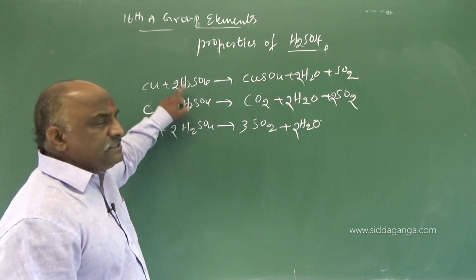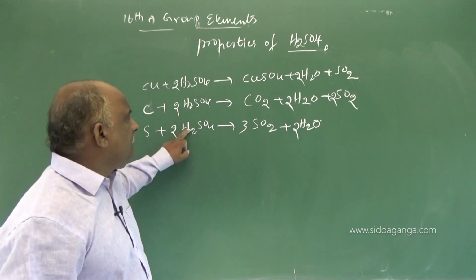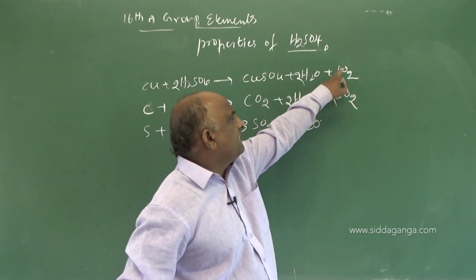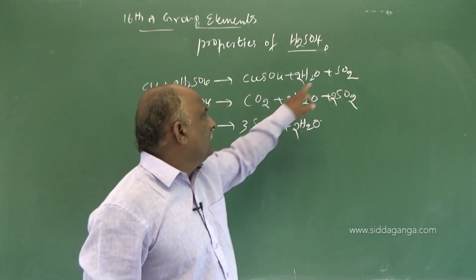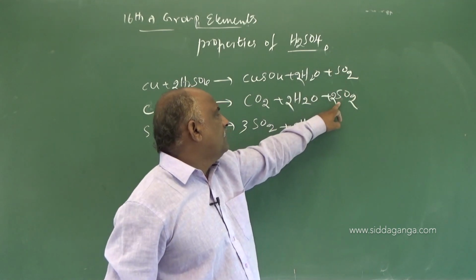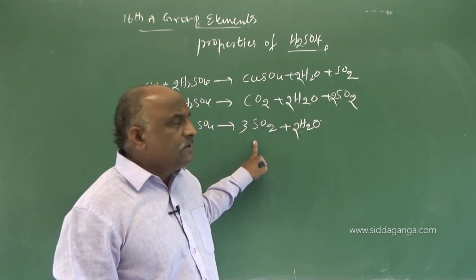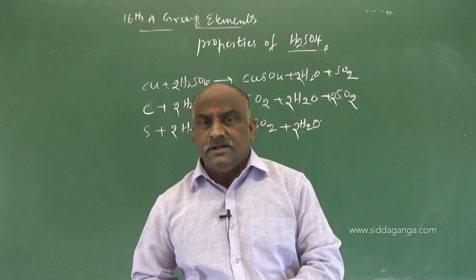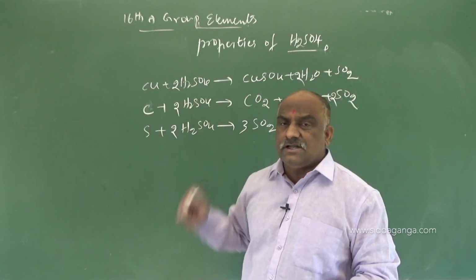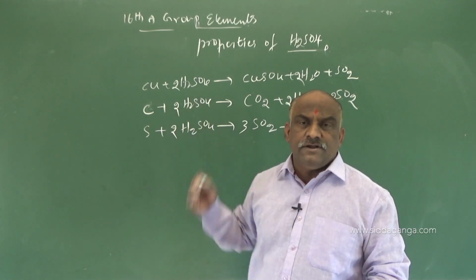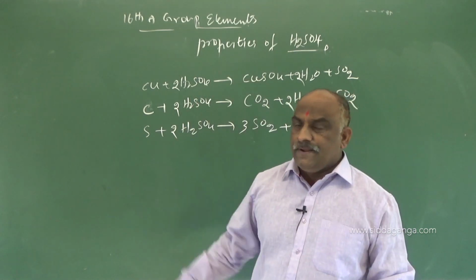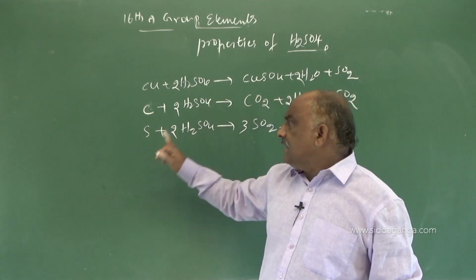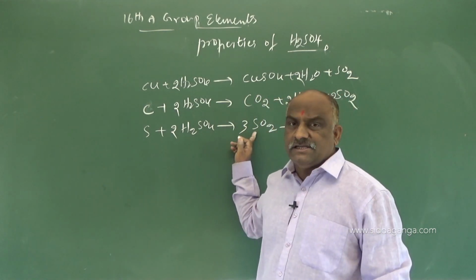In each reaction we should take 2 molecules of sulfuric acid, and 2 water molecules, while going to sulfur dioxide 1, 2, 3: 1 molecule of sulfur dioxide, 2 moles of sulfur dioxide, 3 moles of sulfur dioxide. So these are the other reactions you observed in NCERT. When copper reacts with hot concentrated sulfuric acid, it becomes copper sulfate. Carbon gives rise to carbon dioxide along with sulfur dioxide, and sulfur gives rise to sulfur dioxide.